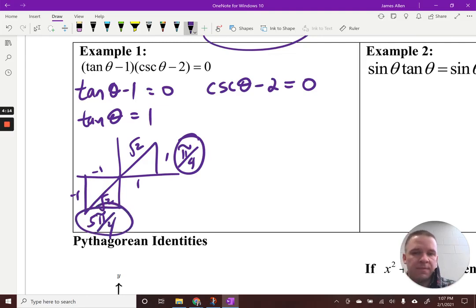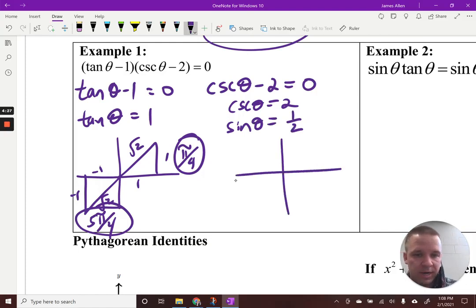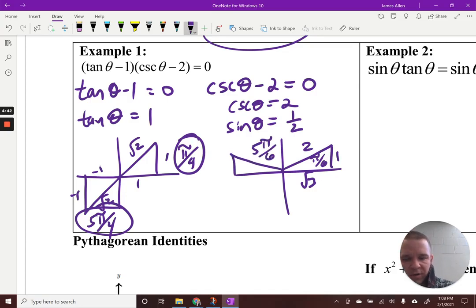Okay. And then cosecant of theta minus 2. So I'd have cosecant of theta equals 2. That's the same as saying sine is equal to 1/2, because it's reciprocal. And now I'll position that accordingly. Where is it positive 1/2? Well, that would be pi over 6. And then where else is sine positive? That would be right here, so that would be 5 pi over 6. So if I list them all out, I'll have pi over 4.